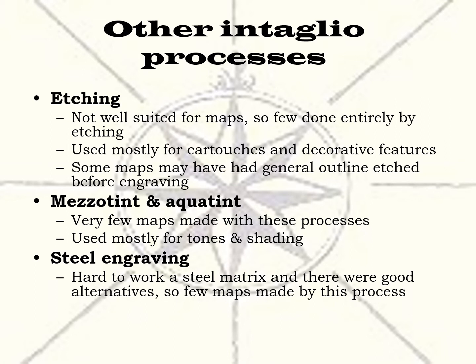Line engraving was the main intaglio process used for map making. Etching was sometimes used, but it tended to create a fairly light line, so it was primarily used for cartouches or illustrations. Tonal processes such as aquatint and mezzotint were not used much at all to make maps, nor was steel engraving. So now we'll turn to the last type of map-making process, the planographic process of lithography.